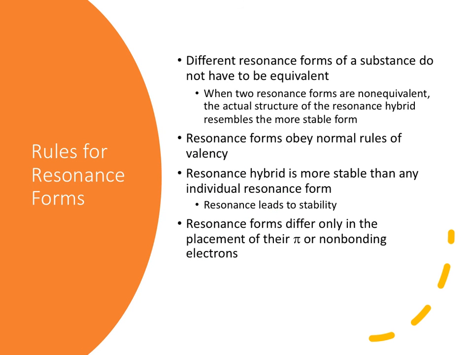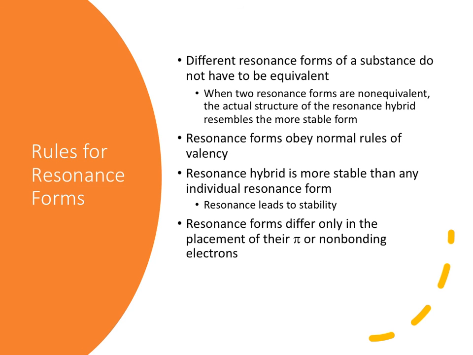Finally, it's important to know that different resonance forms of a substance do not have to be equivalent. So you could have one resonance structure that's actually more stable than another. And in the hybrid, that hybrid would look more like the more stable form. Also, resonance structures must obey the normal rules for drawing Lewis structures. So you can't have more than an octet for second row elements.